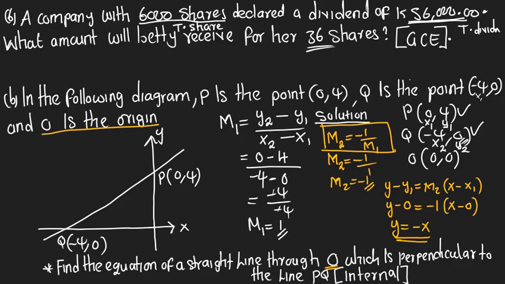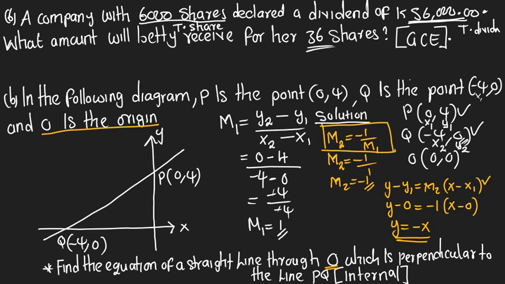Now, sir, before we proceed again, on y minus y1 is equals to gradient 2, x minus x1. On this concept, I didn't understand anything, sir. I'm just following. Here there is y minus y1 is equals to m2, open bracket, x minus x1, close bracket. This one is the equation that we use.